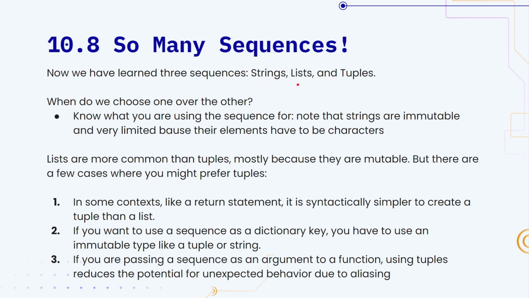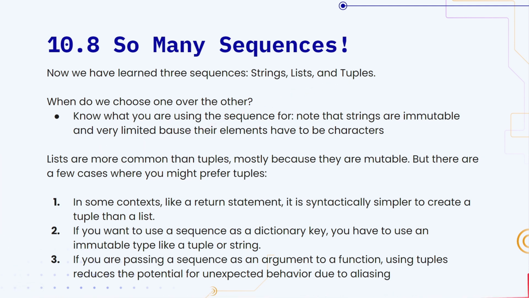because strings are, first of all, immutable and very limited, because you can't really have a sequence of multiple strings. That's a list. You can only have a sequence of multiple characters. That's what a string is. They're not separated by commas. Lists and tuples, however, are separated by commas, and that's kind of hard to decide what to pick over the other.